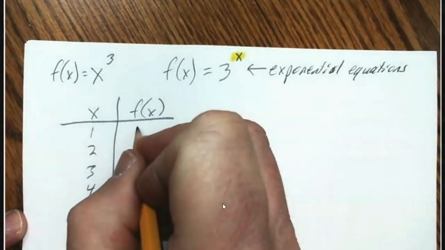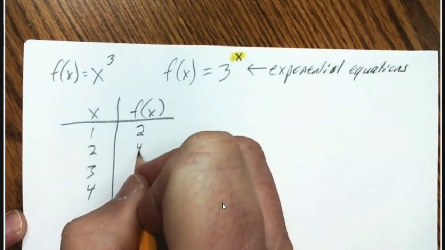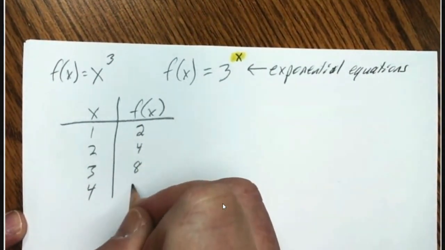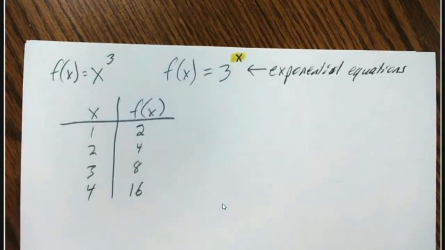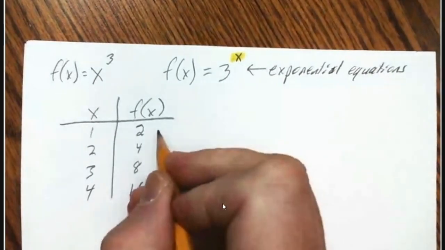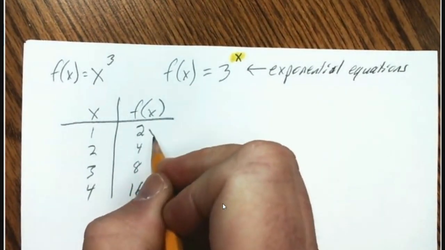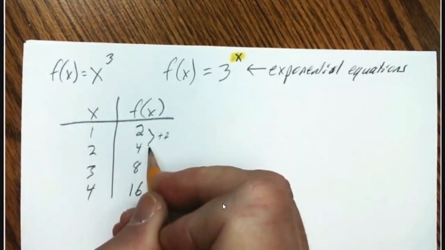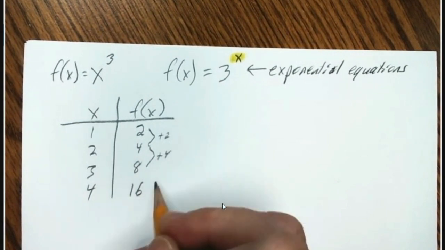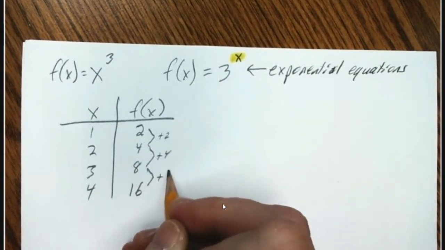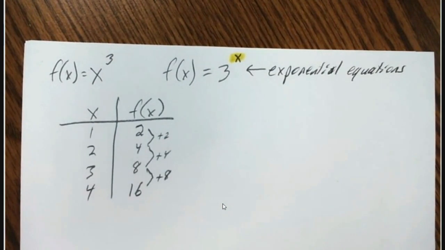And the f of x, or the y, is 2, 4, 8, and 16. All right, so when we look at that, a lot of times we think of slope when we see a table. If we graph this, what would that look like? The slope would be how much does it go up each time, right? So this goes up plus 2, but then it goes up plus 4, then it goes up plus 8. So this is definitely not a line, right? Because it's changing how much it goes up.